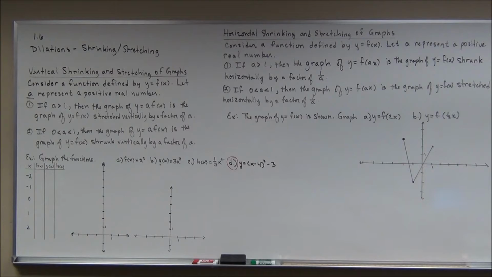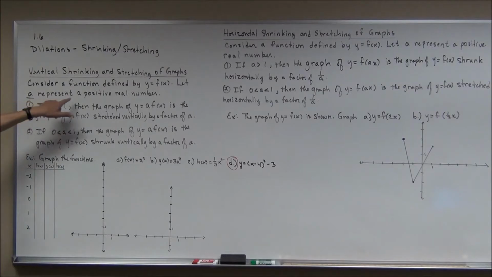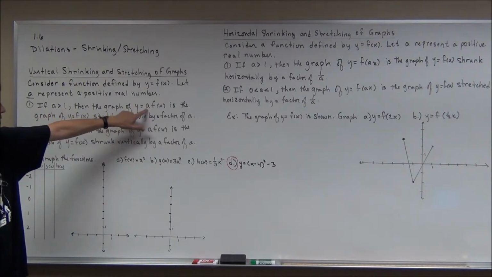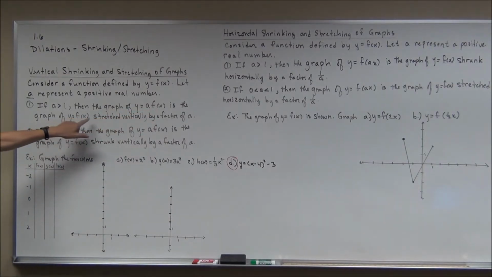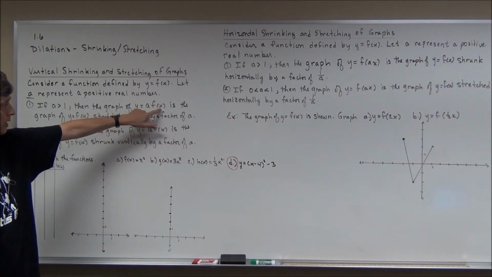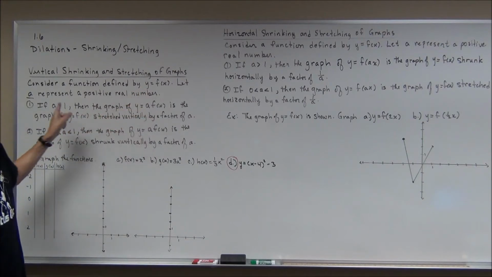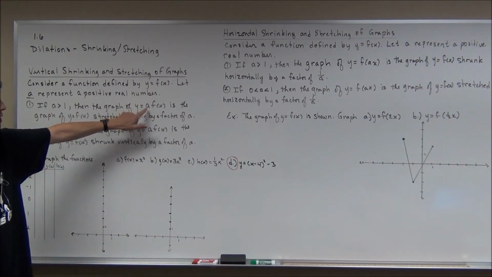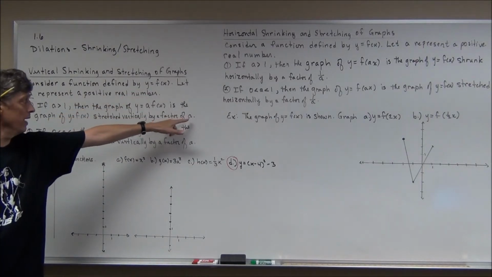And it says, consider a function defined by y equals f of x, and let a, I underlined a here, represent a positive real number. So a is a positive number. If a is greater than 1, then the graph of, notice where the a is, it's times the function this time, a times f of x, is the graph of y equals f of x stretched vertically by a factor of a. I mean, think about it. You plug in a number here, you get f of x, maybe it's 5. And then if a is greater than 1, let's say it's 2, 2 times 5, all of a sudden it doubled. So it's stretched vertically by a factor of a, whatever a might be.